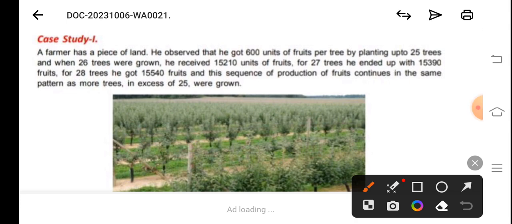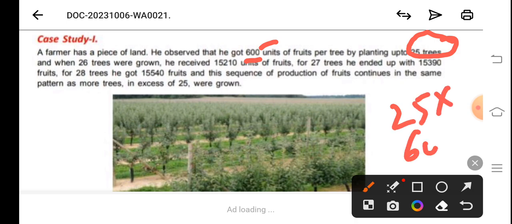A farmer has a piece of land. He observes that he got 600 units of fruits per tree by planting up to 25 trees. Okay, 25 trees, now he is getting 600 units per tree. That means how many fruits now? 25 into 600, you want to multiply to get it. So when 26 trees are there, then he received 15,210 units. They didn't say per tree, they said overall 15,210 units he got when 26 trees were grown. 27 trees were grown, it ended up into 15,390 fruits.